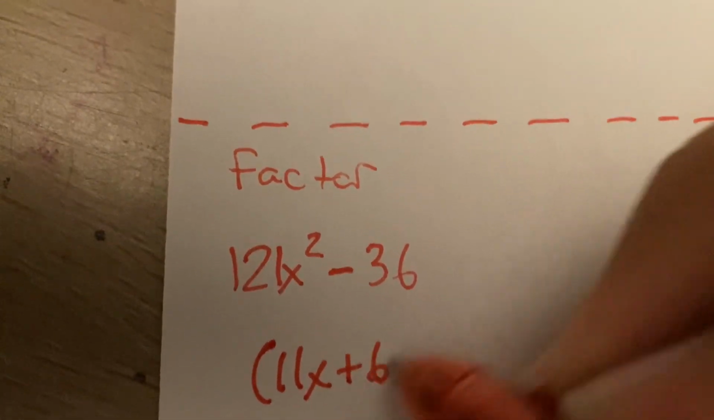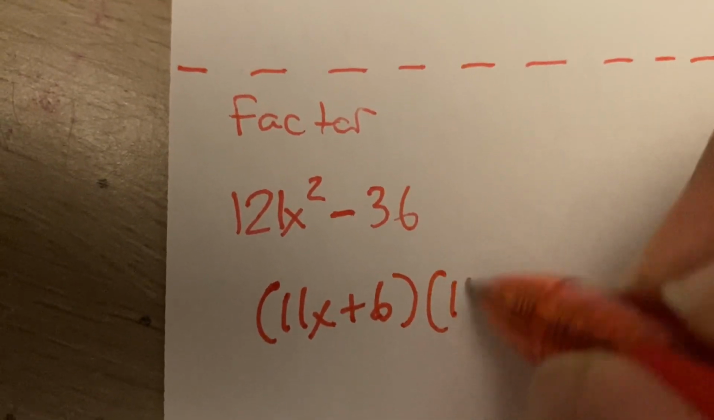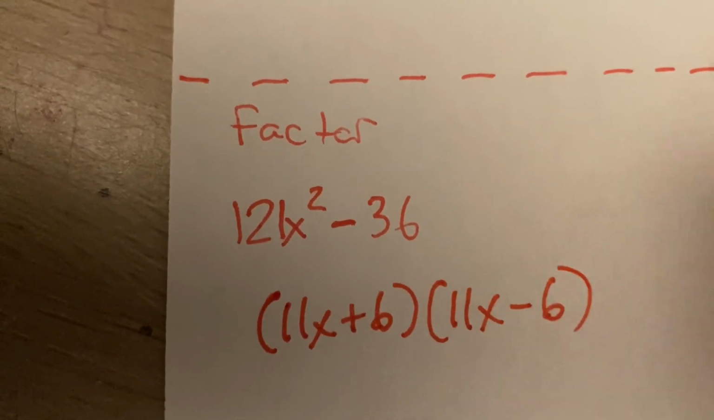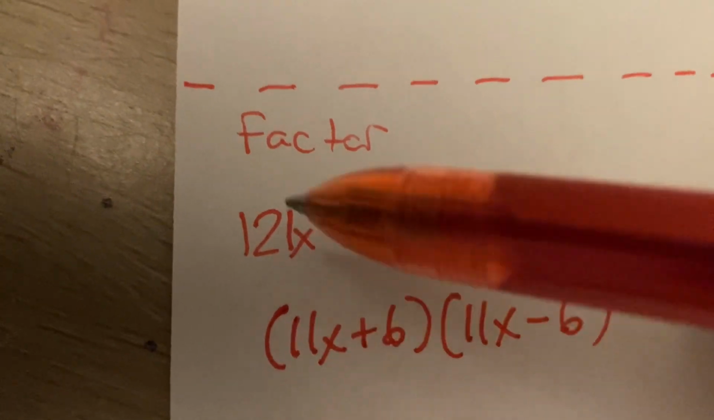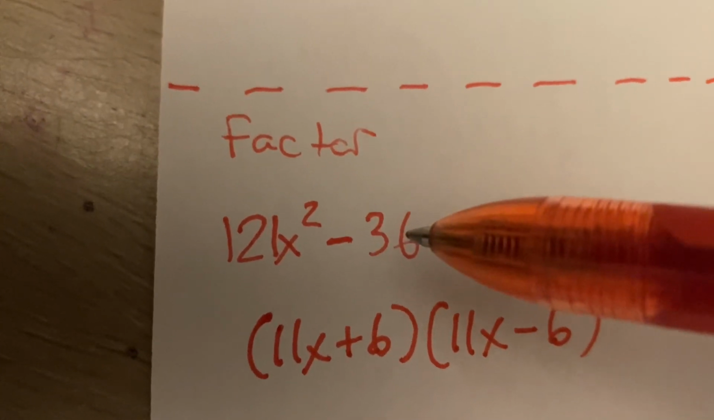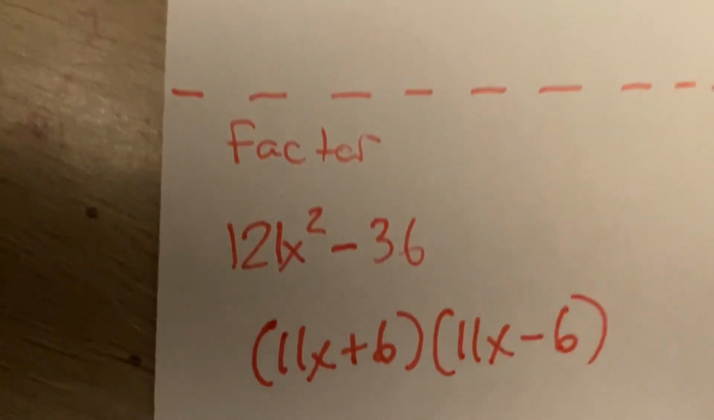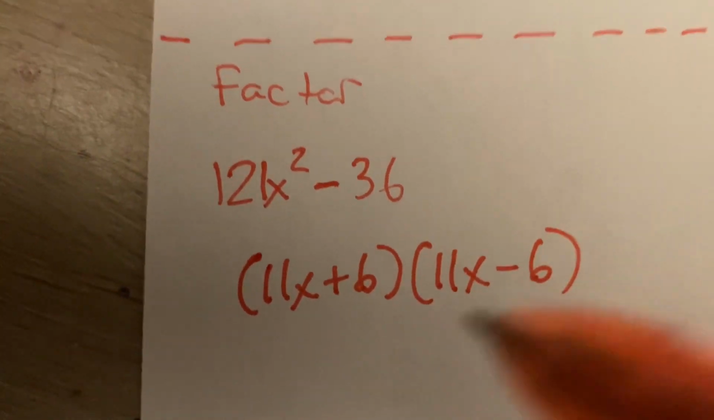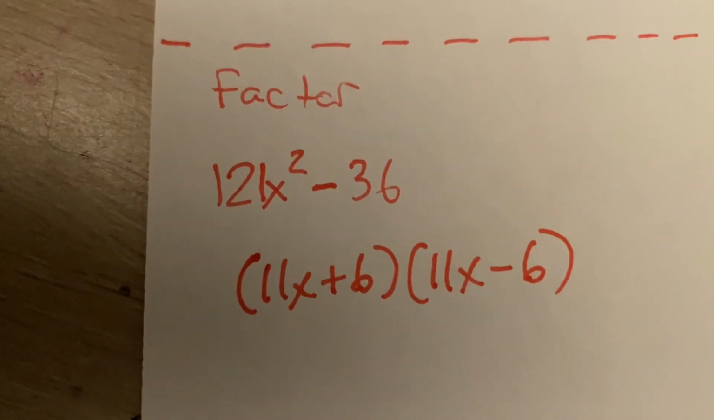11x plus 6 and 11x minus 6. Mr. Kansas, where'd you get the 11? The square root of 121. Where'd you get the 6? The square root of 36. Okay, you can check it yourselves. If you multiply these two, you'll get this.